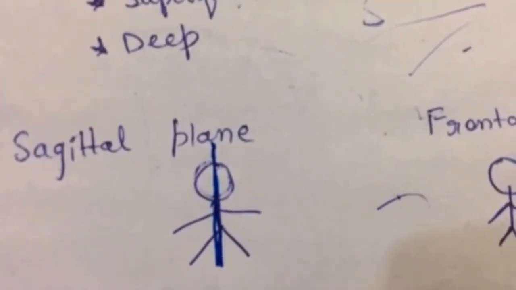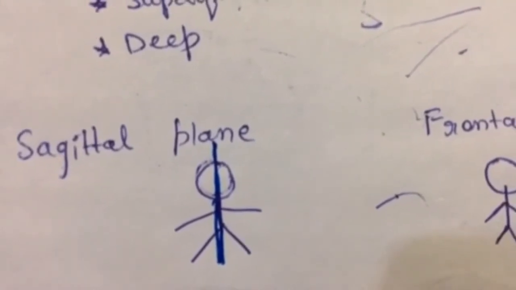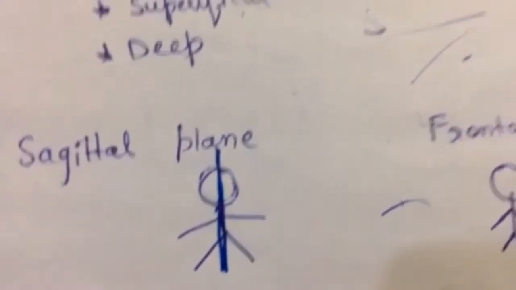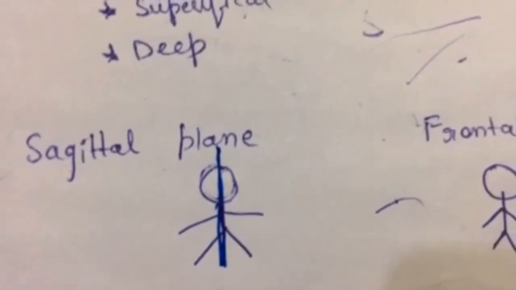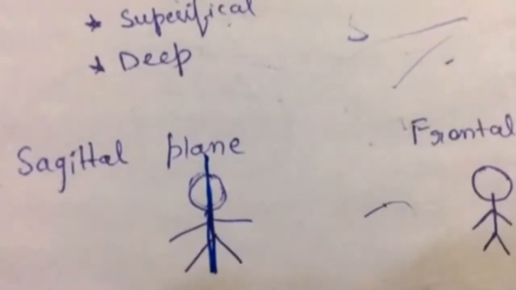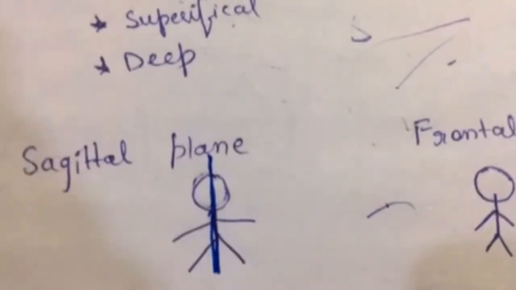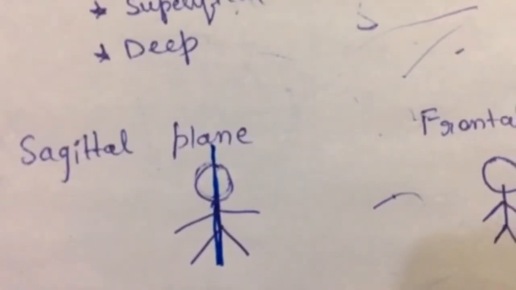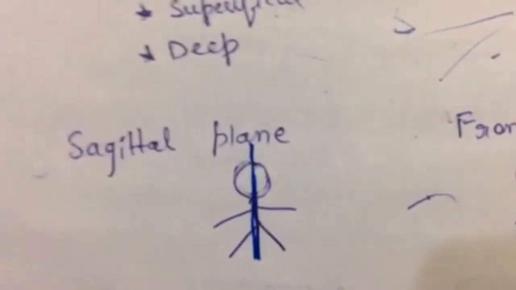Okay, next one is the transverse plane. The third one, the transverse plane, includes a diver. We know that a diver can twist, so the twist of the diver is included in the total body transverse plane movement.